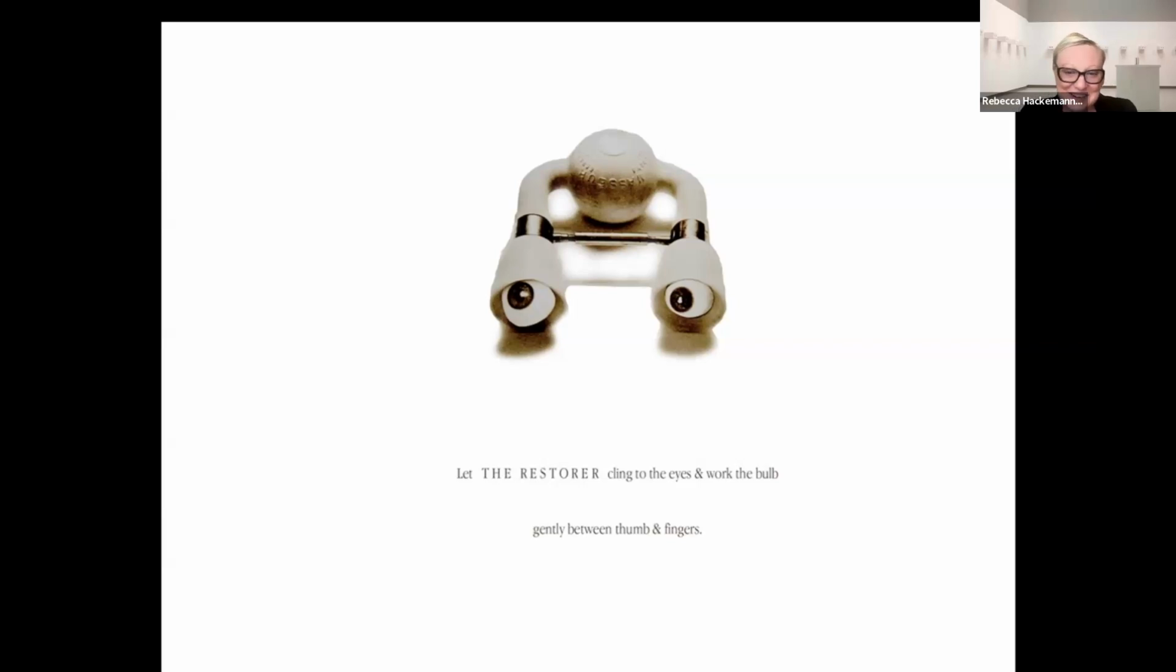Hold on, I'm gonna close my door because my dachshund is barking. I'm sorry about that. This is kind of the first time I've done a Zoom talk since I've had her. Sorry.